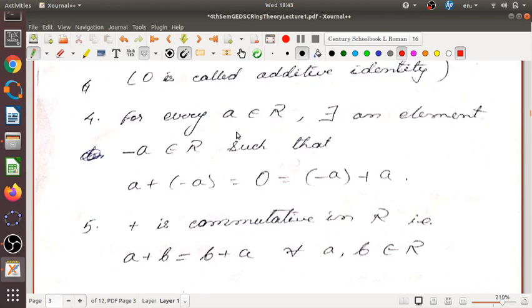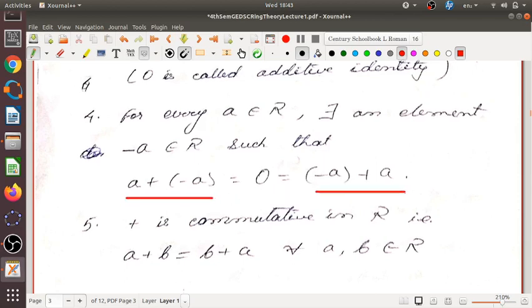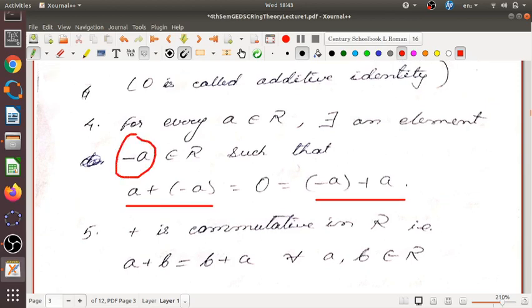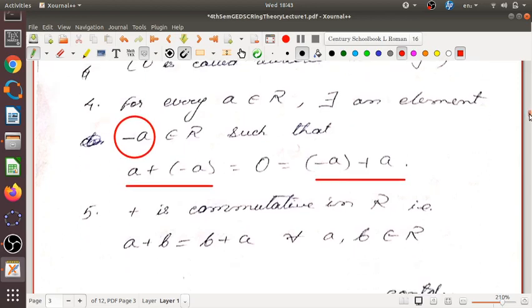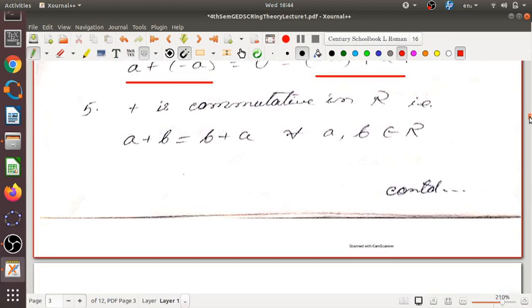And the fourth property is for every A inside R, there exists an element minus A inside R such that A plus minus A is 0, which is equal to minus A plus A. So the first four properties mean that (R, plus) is a group. R is a group with respect to plus. When we denote a group in the additive notation, A inverse is denoted by minus A. So this minus A is actually A inverse. The fifth property is that plus has to be commutative in R. That means A plus B should be equal to B plus A for every element A, B in R. This is the fifth property.